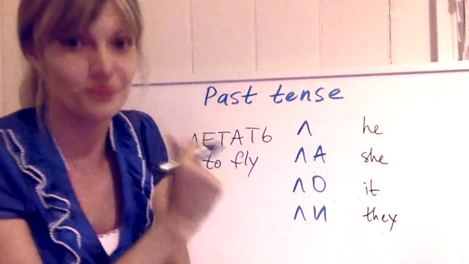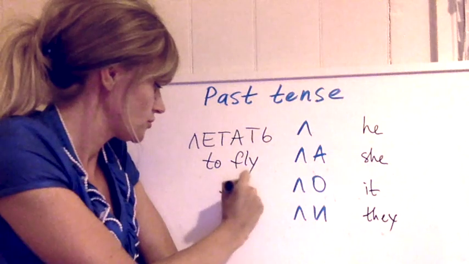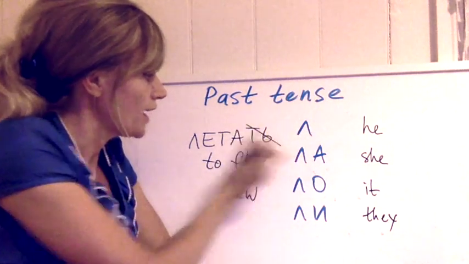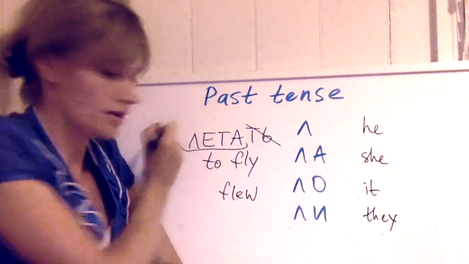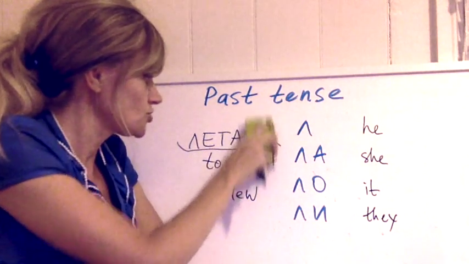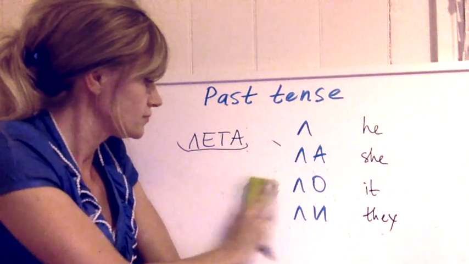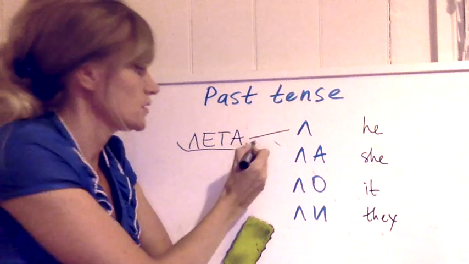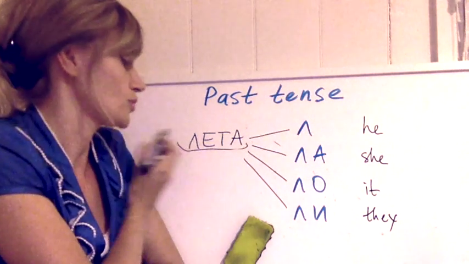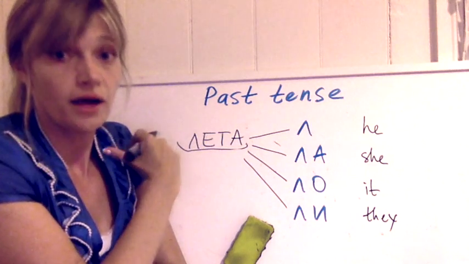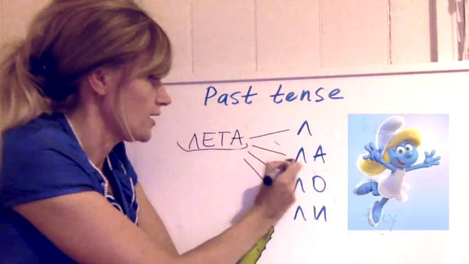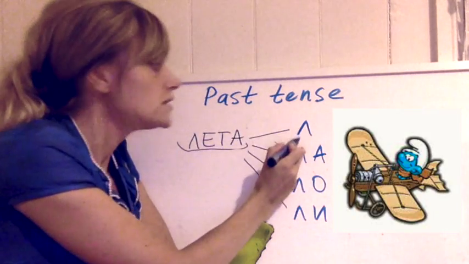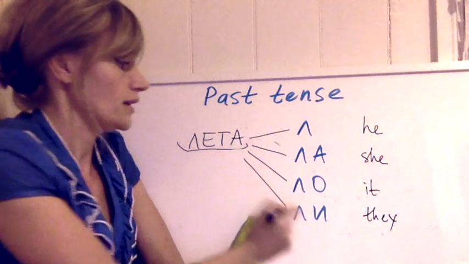I wanna say I flew. Alright, flew. What we're gonna do? We're gonna take away the ending, take the stem лета, and this is pretty much it. Then we're gonna put endings L for masculine, la feminine, lo it, li plural. If I'm a girl, I'm gonna say I flew, я летала. If it's a guy, летал, it летала, and they летали.